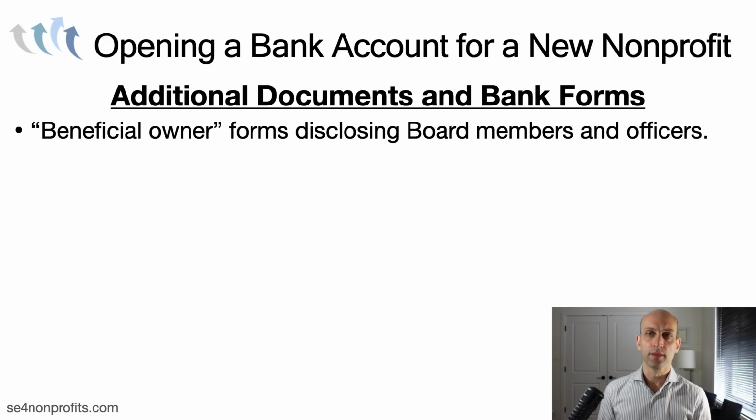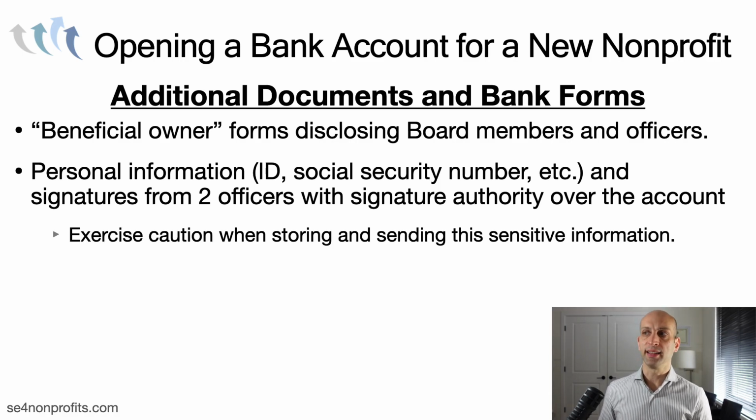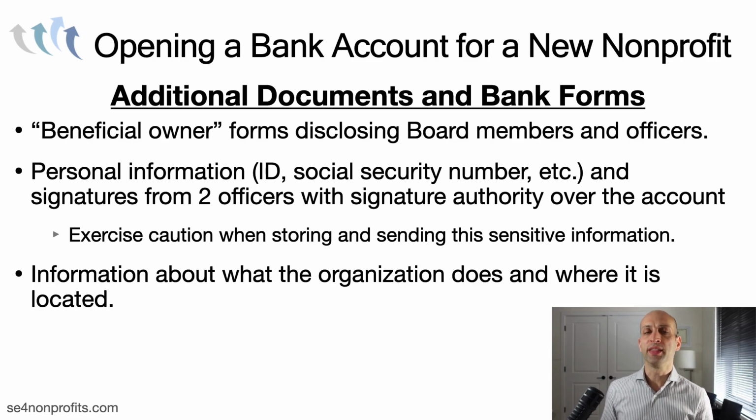The bank will also need some additional information about the officers who are going to have signature authority over the bank account. This is all very standard, but do exercise caution when storing and sending this sensitive information. And you may also find that the bank has some questions about what the organization does and where it is physically located and operated. Banks have been under more pressure in recent years to vet their clients, so I think this explains a lot of the increased scrutiny and deeper questions that all business entities are getting, including nonprofit organizations.